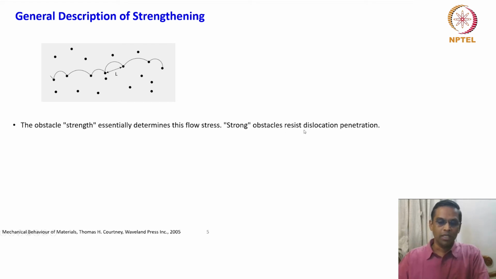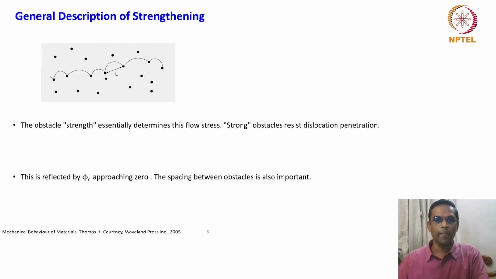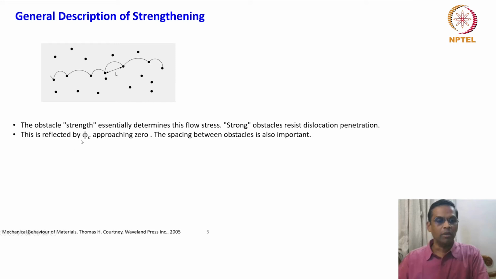So strong obstacles resist dislocation penetration. Now we are talking about the other event, where the dislocation not only gets stopped, but it also cannot penetrate the particles or the obstacles. Okay. So this is reflected by phi c approaching 0. So what is phi c approaching 0? You can see that these dislocation lines are all trying to extrude between these obstacle particles. Then the moment the penetration is completely resisted, you see that phi c is almost becoming 0. So that is the idea. So phi c is 0.